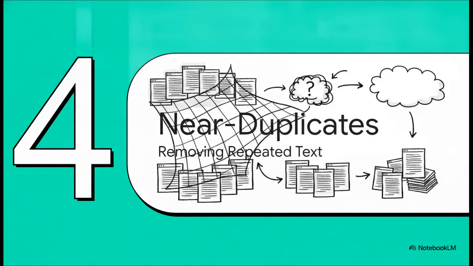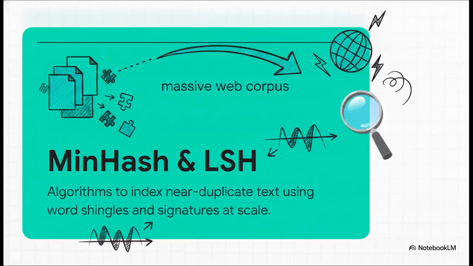Section 4. Catching the near duplicates. Removing repeated text. Having good text isn't enough if it's copied 1,000 times across the web, right? That just causes models to memorize rather than actually generalize. To fix this, the code implements something called MinHash and locality-sensitive hashing, or LSH. Now, without getting bogged down in the heavy math, here is what you really need to know.